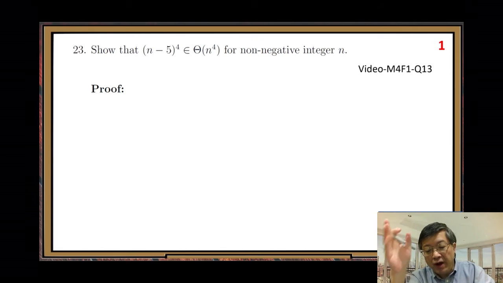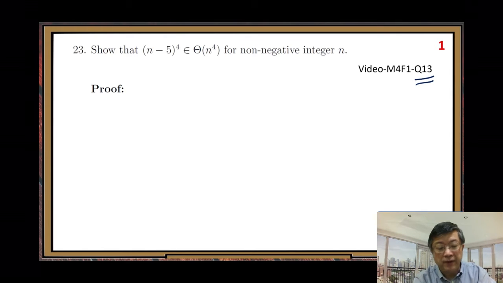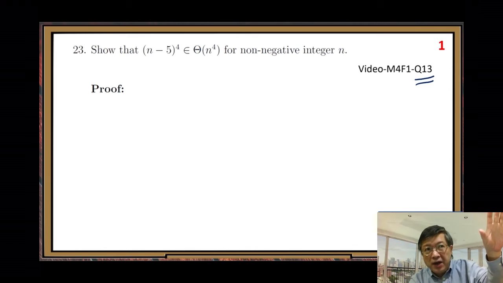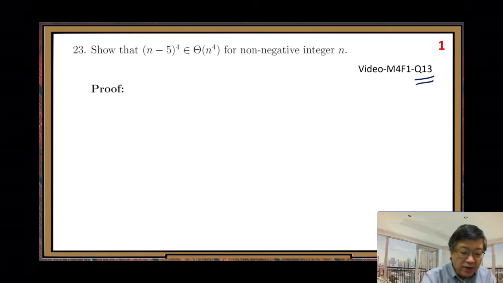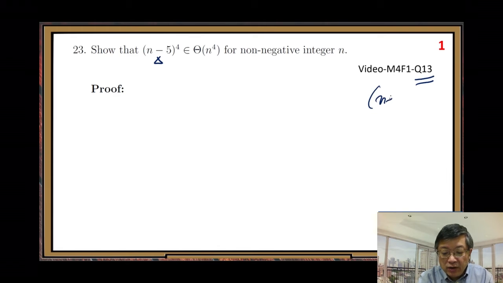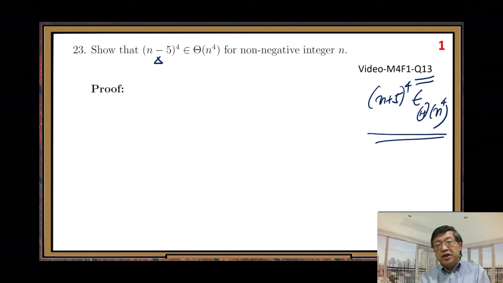Video M4F1, question number 13. And this one is very close to that one. So basically, you can just use the same idea, but you need to modify a little bit in a critical step. The main difference is the sign here. Here, I give you n minus 5. And in that question, we did n plus 5 to the fourth belongs to big theta of n to the fourth.